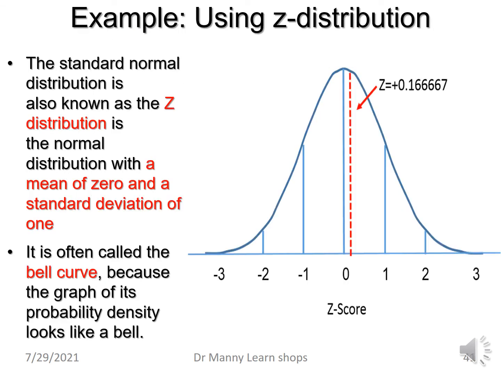If we're using the Z distribution as an example, the standard normal distribution is also known as the Z distribution. And it's the normal distribution with a mean of 0 and a standard deviation of 1. And we already said it's often called the bell curve because the graph of its probability density looks like a bell.